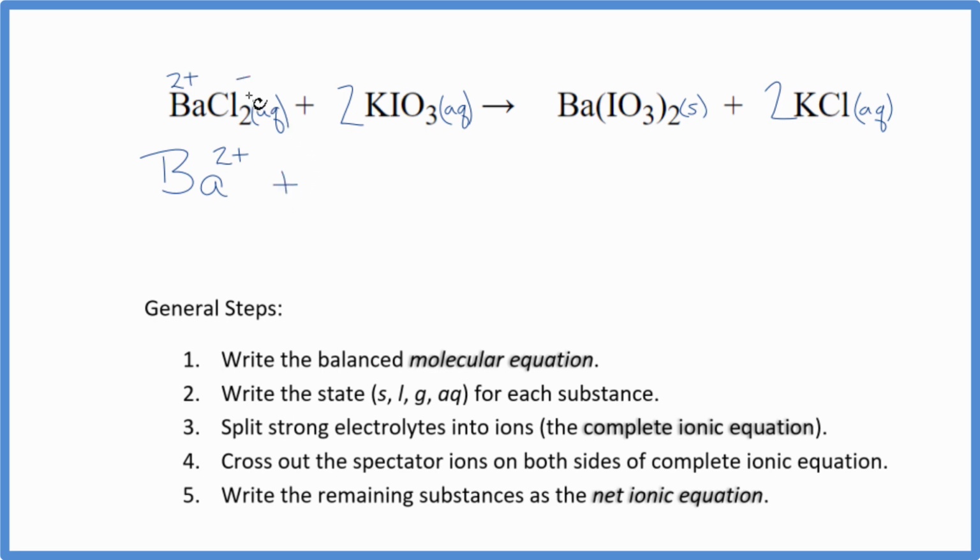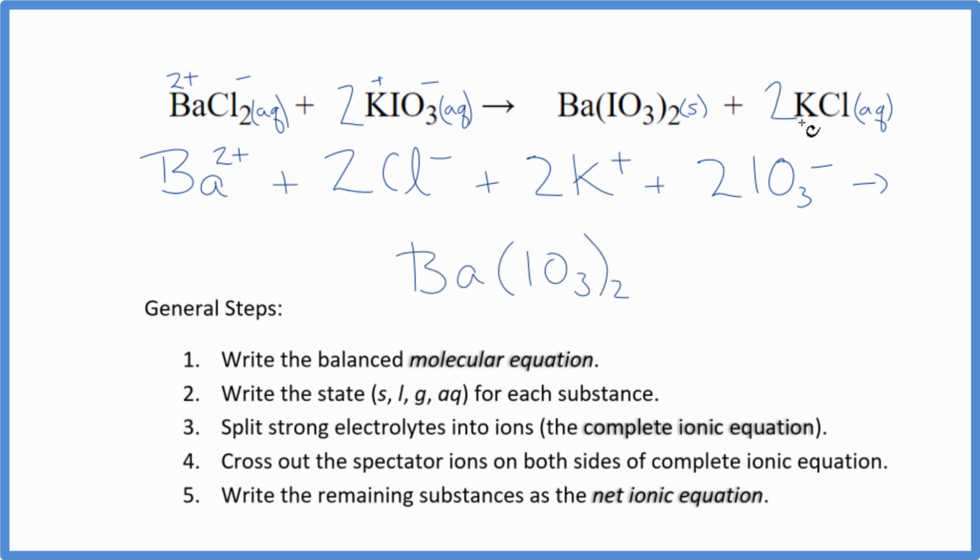Plus the chloride, that's 1-, and I have 2 of them. So 2 chloride ions, potassium 1+, and the whole iodate ion 1-. So I have 2 potassium ions, 2K+, and 2 iodate ions, IO3-. These are the reactants in our complete ionic equation. For the products, we don't split solids apart, so we have our barium iodate. Then potassium plus the chloride minus, so just like the reactants, 2 potassium ions and 2 of the chloride ions. So that's the complete ionic equation.